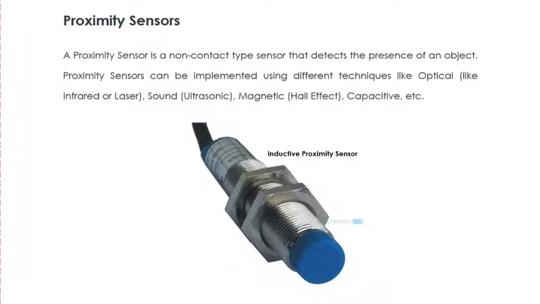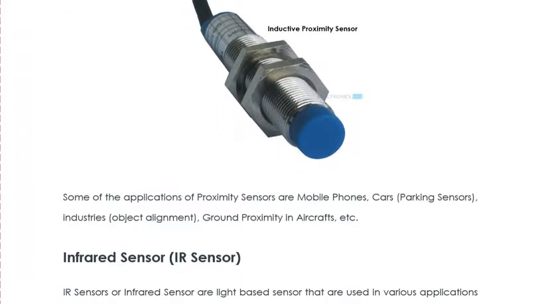There are many possible applications of proximity sensors, and this includes your mobile phones, your cars, certain industries, ground proximity in aircraft, and etc. A very common application is in parking, the back part of the car that beeps when it is close to a wall. That is a proximity sensor. It detects that it is near the wall and then sounds an alarm.